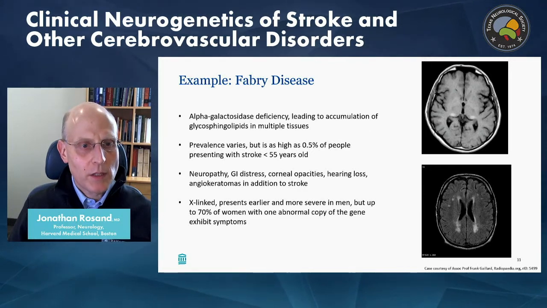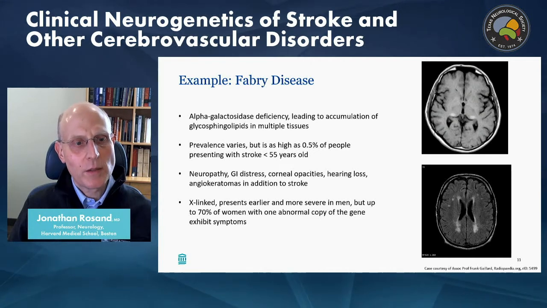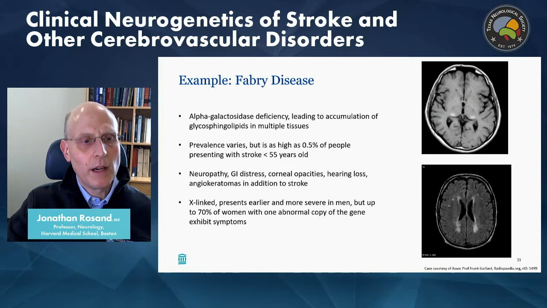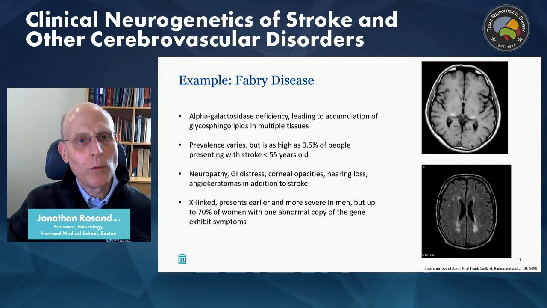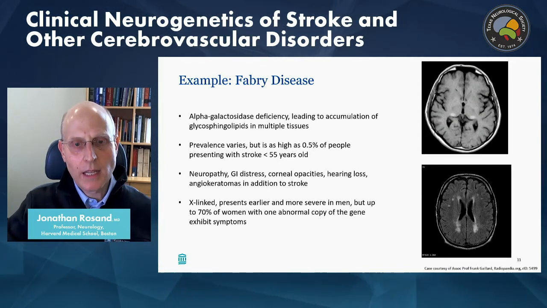This is an X-linked disorder, and it presents earlier and more severe in men, but up to 70% of women with one abnormal copy of the gene can exhibit symptoms, although they are generally more muted than they are in men.